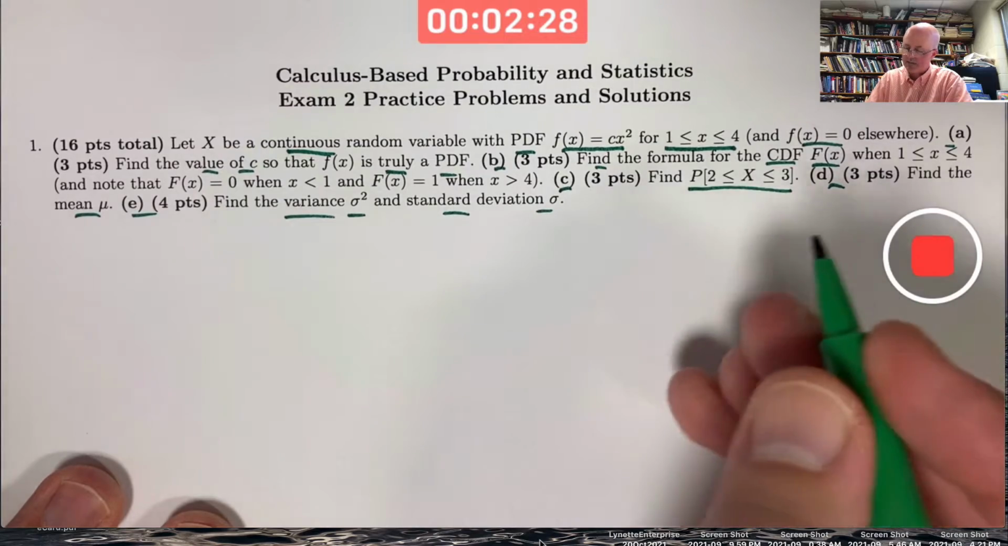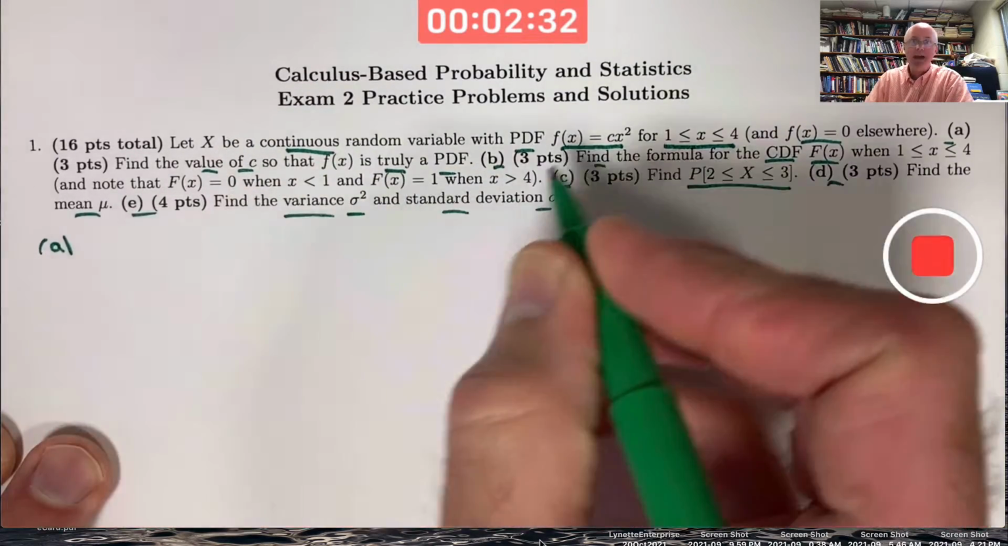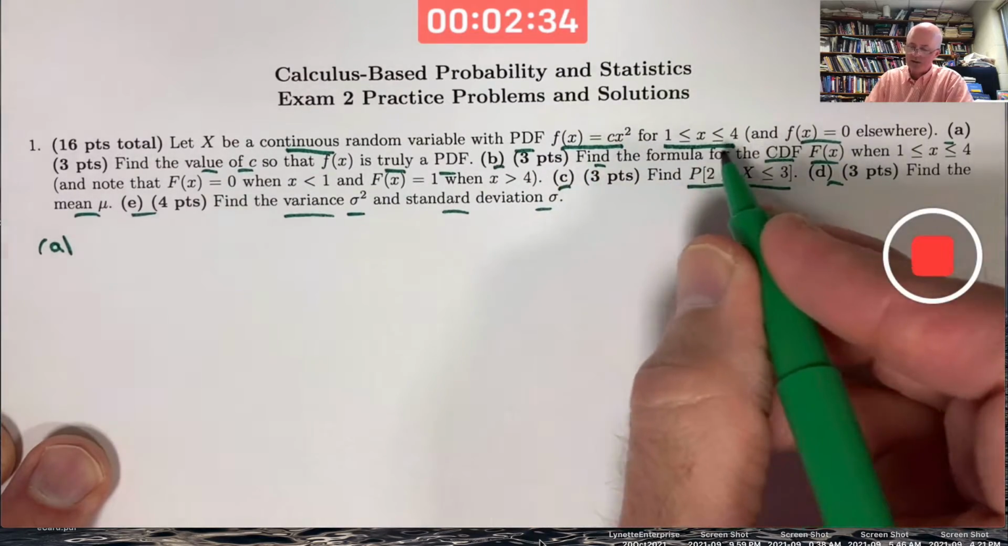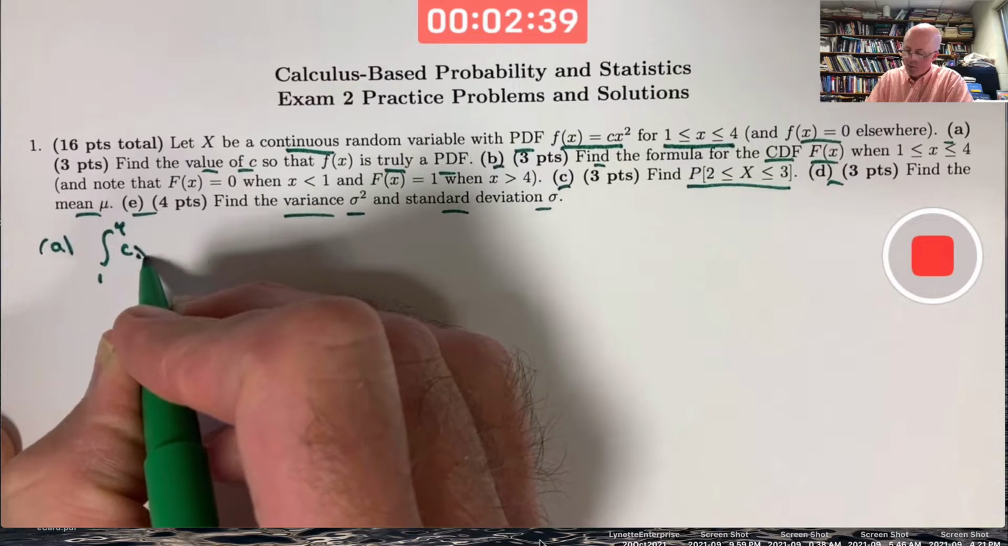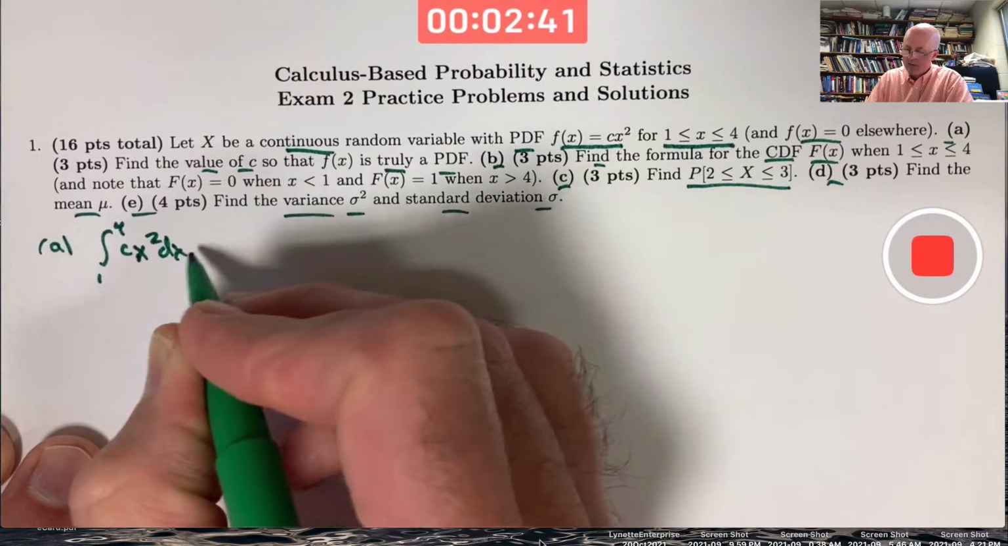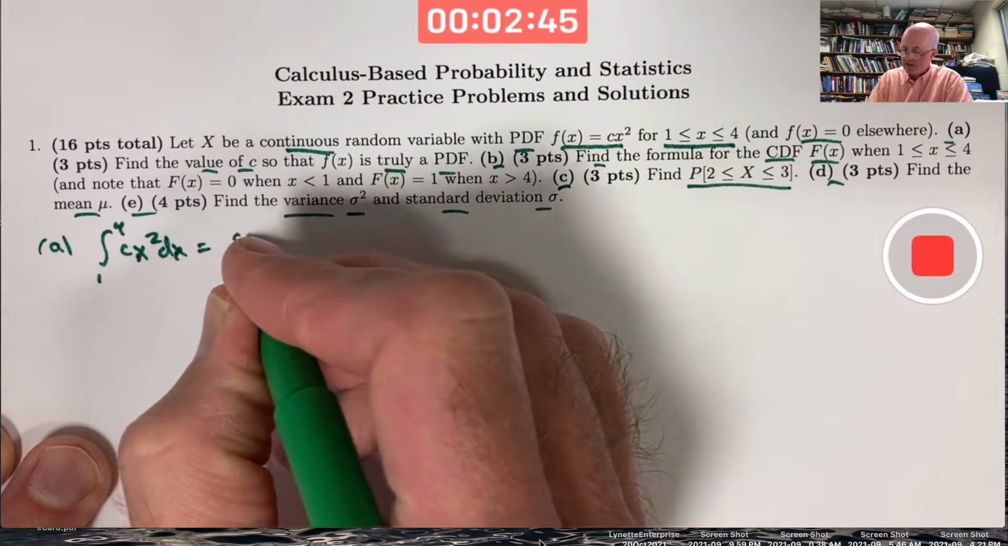Okay, so this is some basic practice with integrals. The very first thing we need to do is make sure that f of x integrates to 1 over the relevant domain. So we need to integrate f of x from 1 to 4, and we need to set the result equal to 1 and solve for c. So this is a fairly easy thing to do.